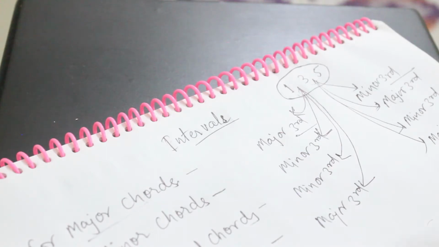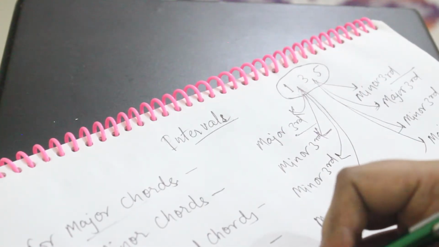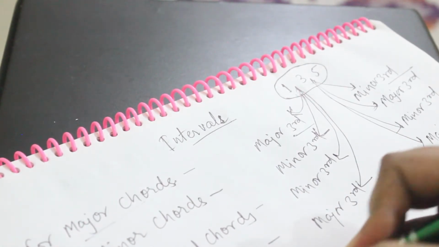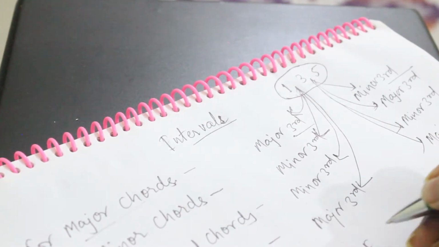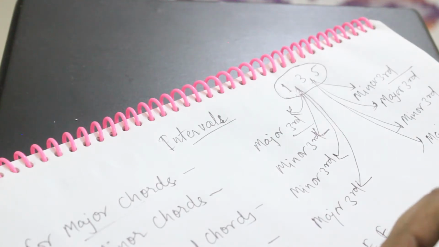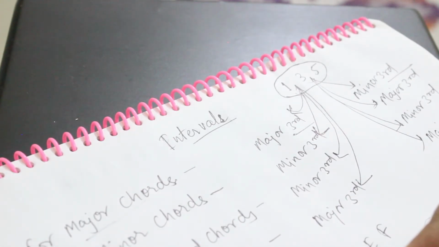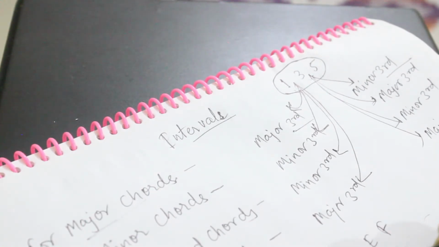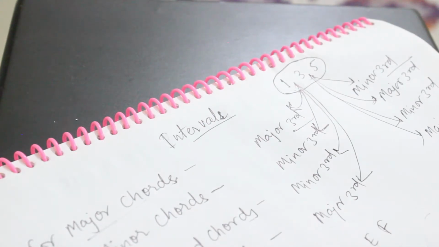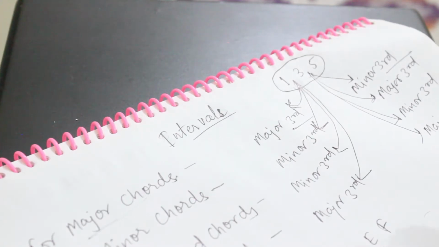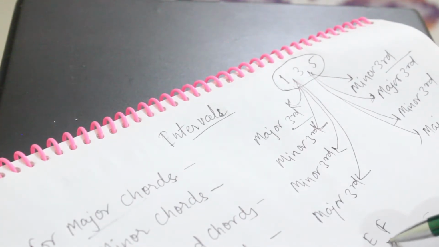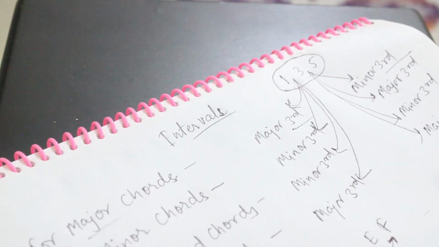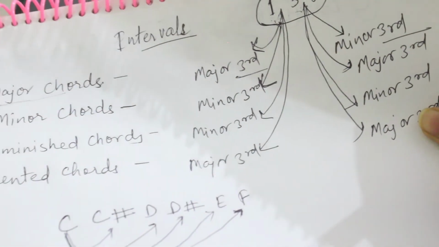So what are intervals basically? I'm telling you with an example. Let's say C, C sharp, D, D sharp, E, F. The interval from C to C sharp is a minor second, C to D is a major second, C to D sharp is a minor third, C to E is a major third, C to F is a perfect fourth, and so on: tritone, perfect fifth, and so on. So let's check it out in our scale. Write it down first. You can also take a screenshot of this.